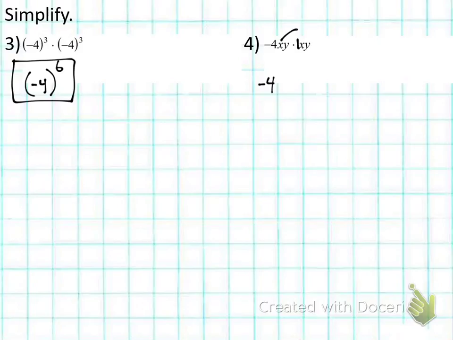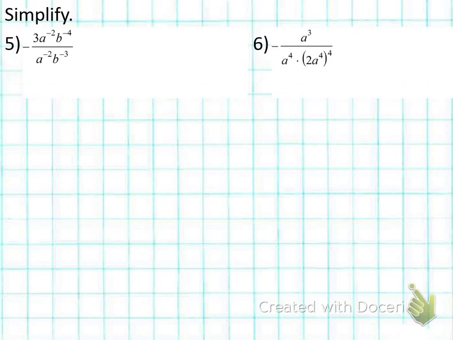Then we have x times x, which is like saying x to the first times x to the first, which is x squared. And then we got y times y, which is like saying y to the first times y to the first, which is y squared. Okay, if you got it correct, give yourself a pat on the back.